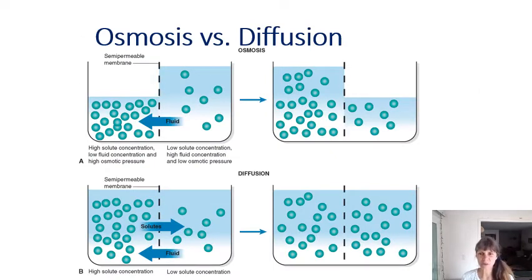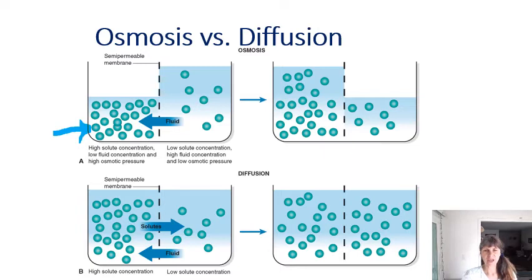Let's take a look at osmosis versus diffusion. With osmosis in the top picture, we see our semi-permeable membrane. The solute is identified as these turquoise circles, and we can see that water flows from the right to the left, going against gravity, creating osmotic pressure as the force to move water in that direction and against gravity.